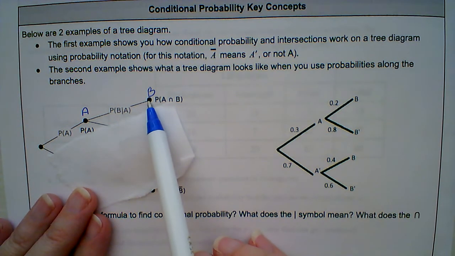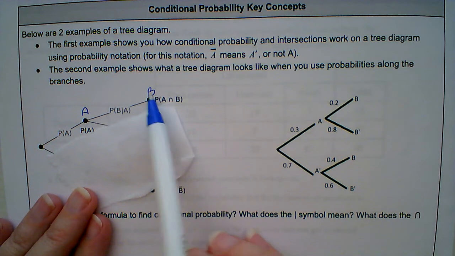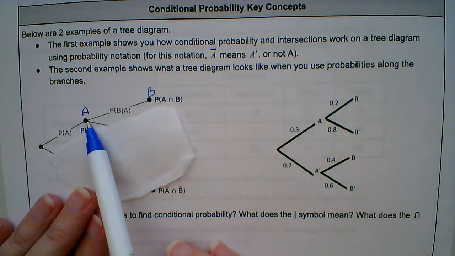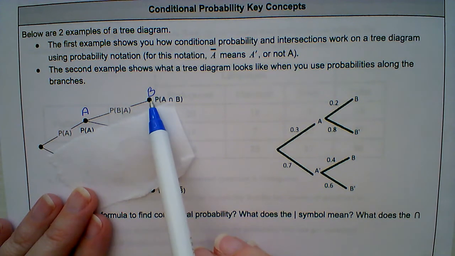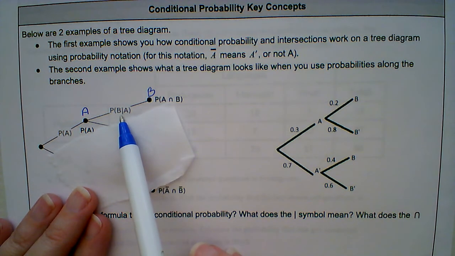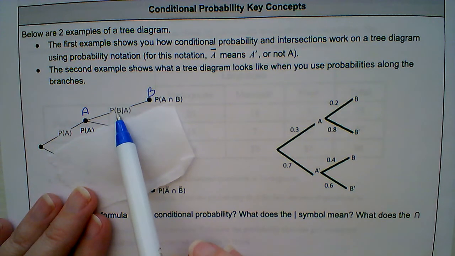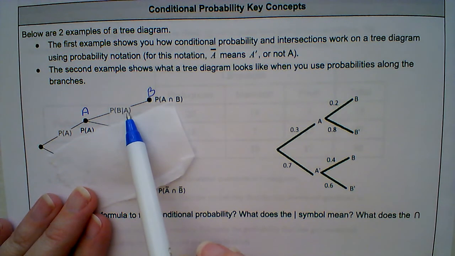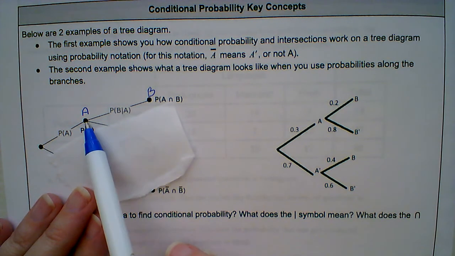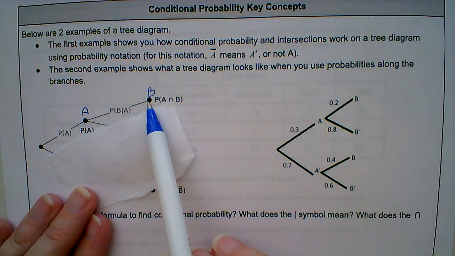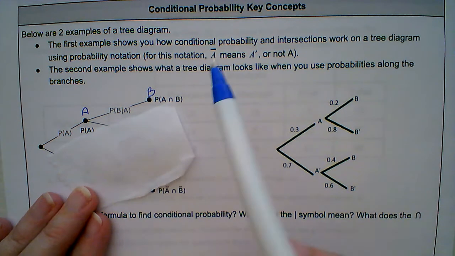Well, how did we get to B though? We got to B by going through A. So what happened here is A already happened, right? I'm going to go across the branch to A, and then we're going to go to B. That's exactly what this notation means. This is the probability that B happens given that A happened. So knowing that A already happened, what's the probability of B happening? That's what this little tree diagram is showing for you.